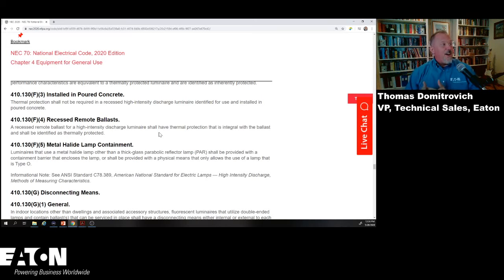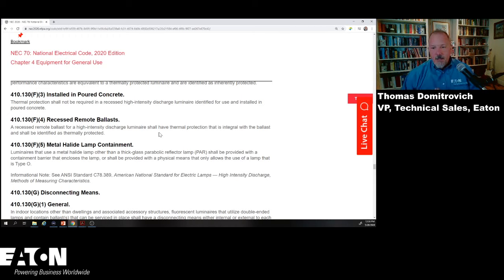And then you get F5, which is what Don Grenier was pointing out. Metal halide lamp containment: luminaires that use a metal halide lamp other than a thick glass parabolic reflector lamp shall be provided with a containment barrier that encloses the lamp, or shall be provided with a physical means that only allows the use of a lamp that is Type O.